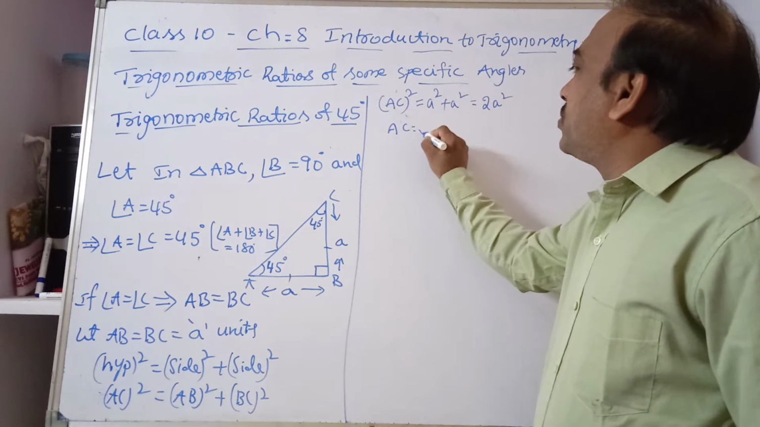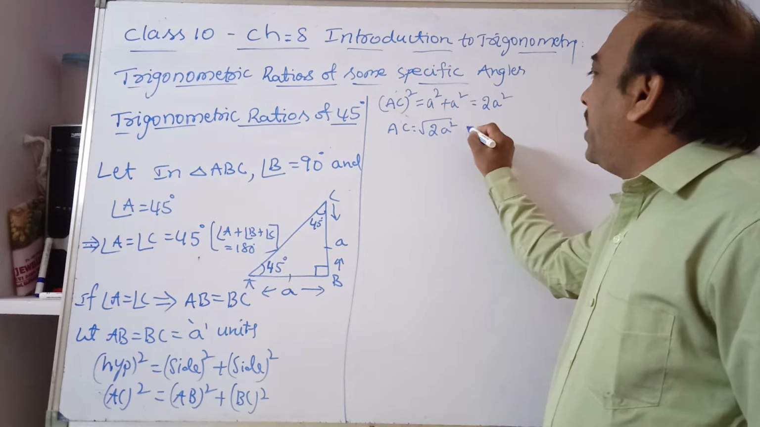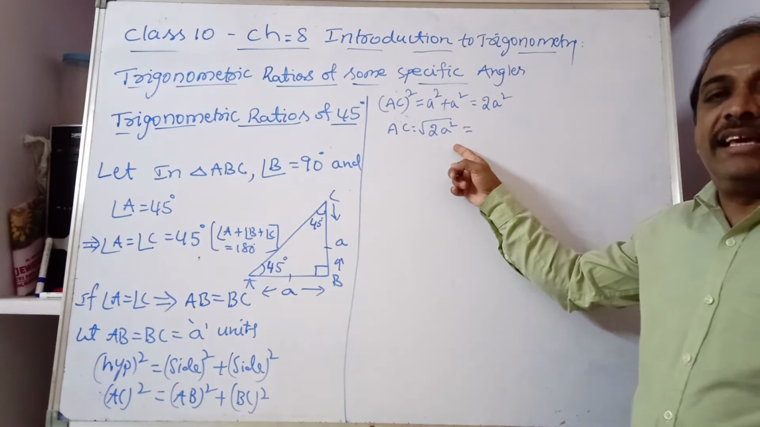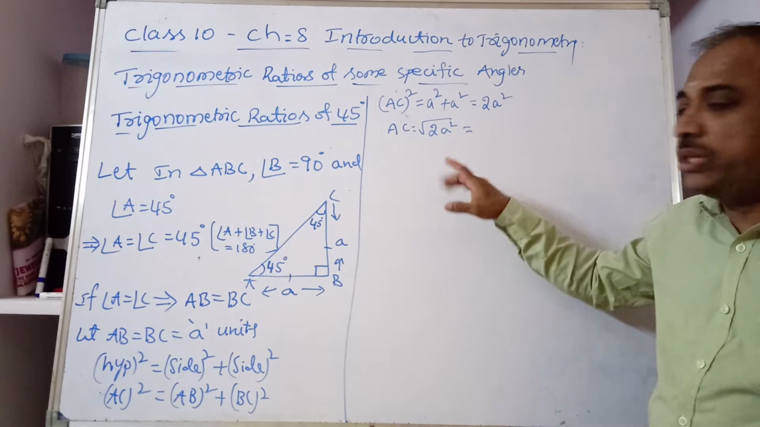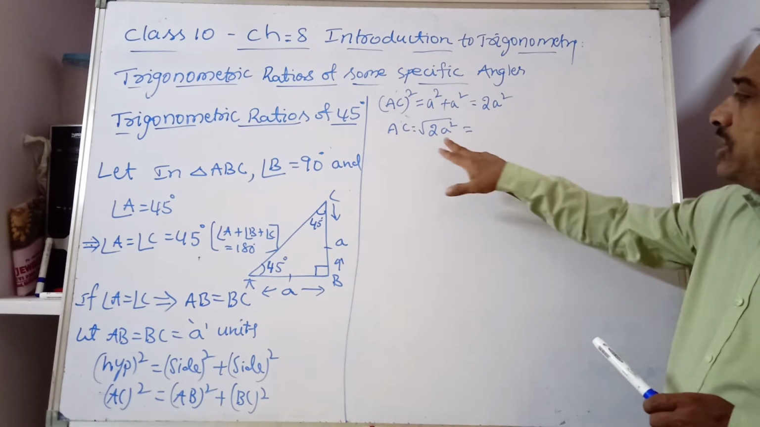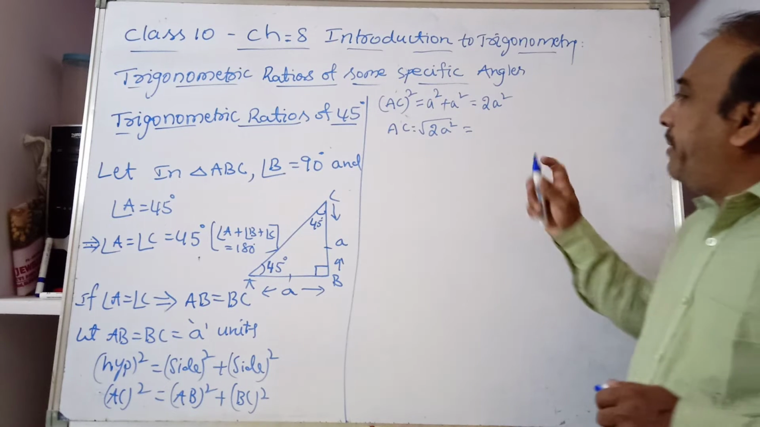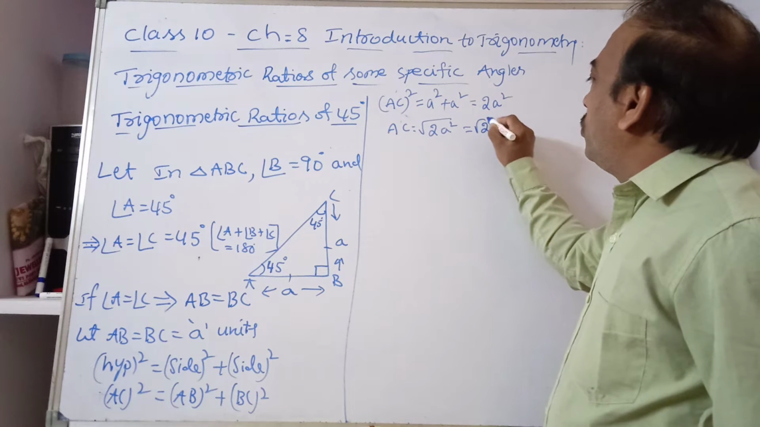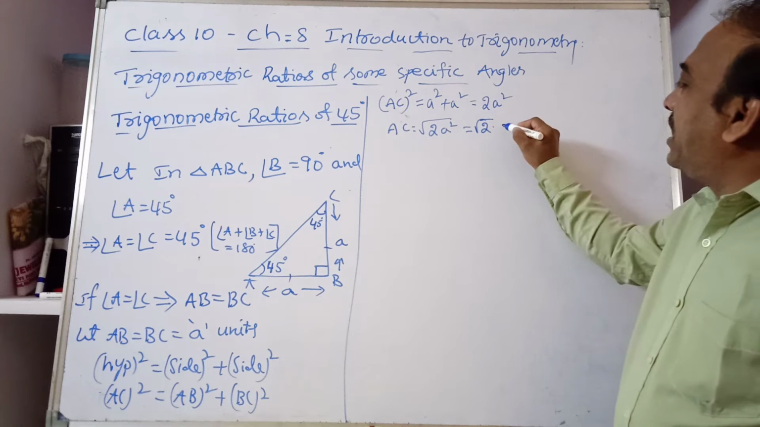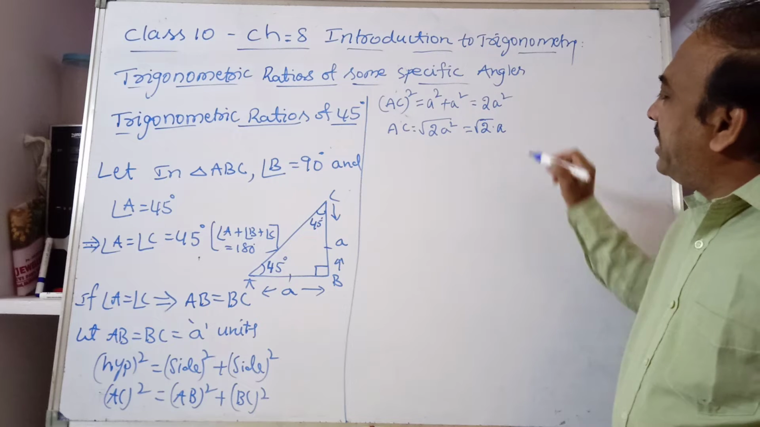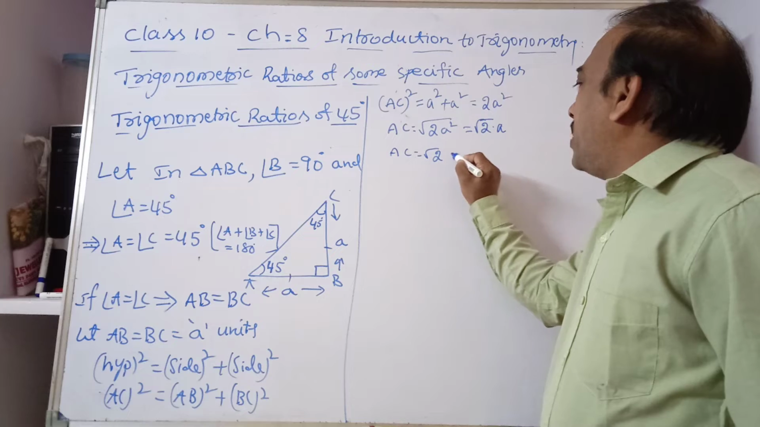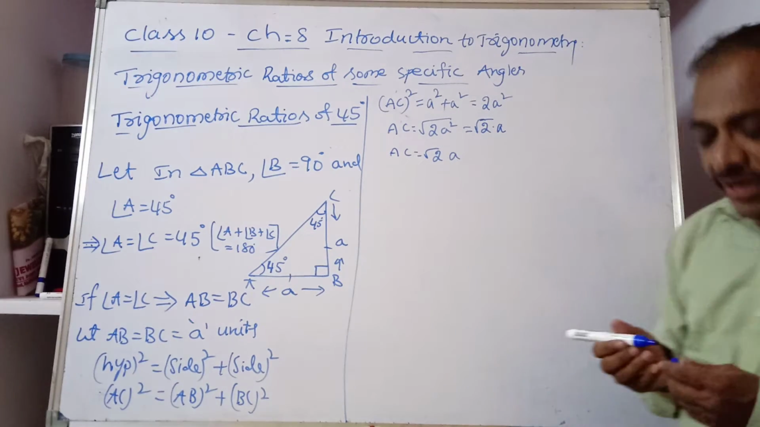Then AC is equal to root of 2A square. The root is applicable for both 2 as well as A square, so separate the root for both terms. Then it will be square root of 2 into square root of A square. Square and square root get cancelled, so this is A. So AC, the hypotenuse, is equal to root 2 times A.